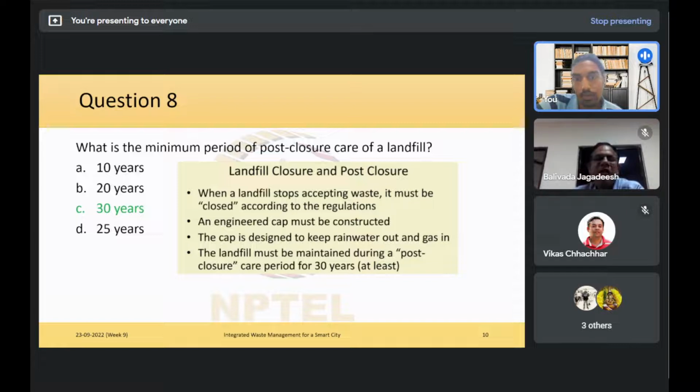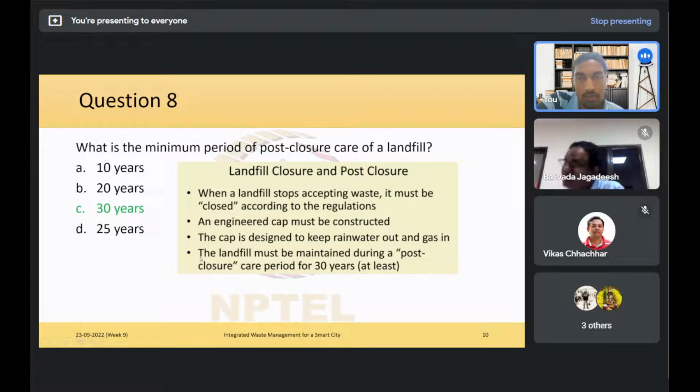And therefore we need to keep monitoring this landfill for some period of time, until this process stops, until we don't get any more gas and leachate from this landfill. We need to make sure that these are not contaminating the environment. So we need to monitor it until these anaerobic processes stop, so that we can be sure that we are not affecting the environment. That is called the post closure care.